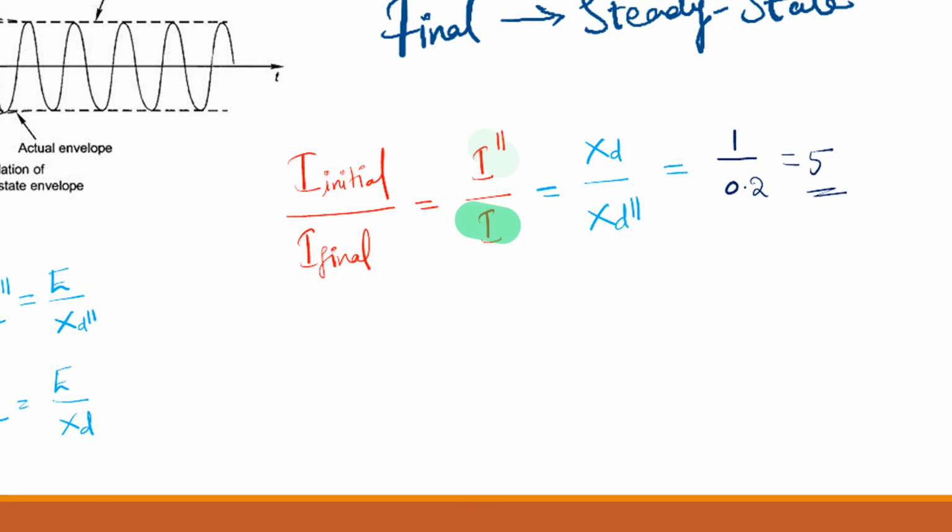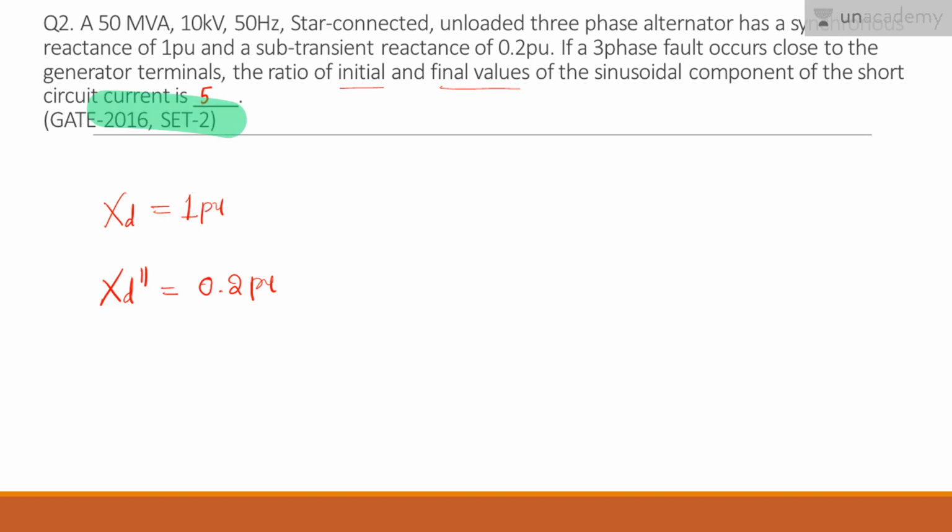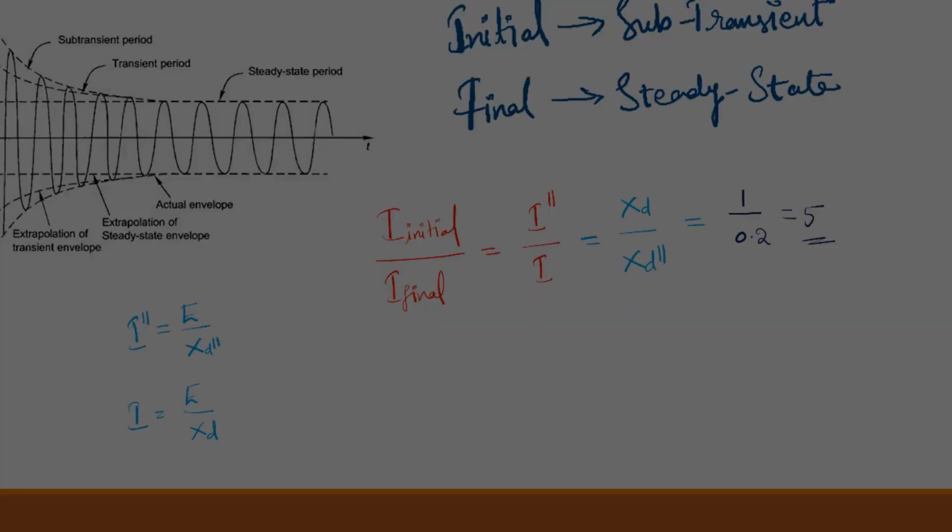I double dash by I will be equal to synchronous reactance by subtransient reactance, 1 by 0.2 as given in the question. So 5 is going to be the answer. Okay, 5 is the ratio. Hope you understood this question.